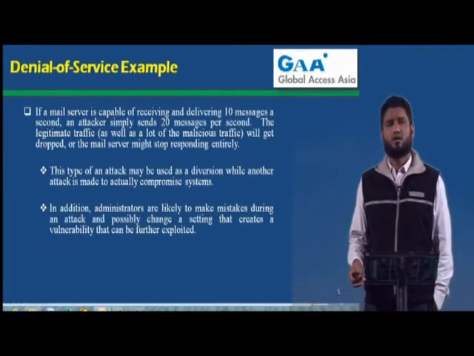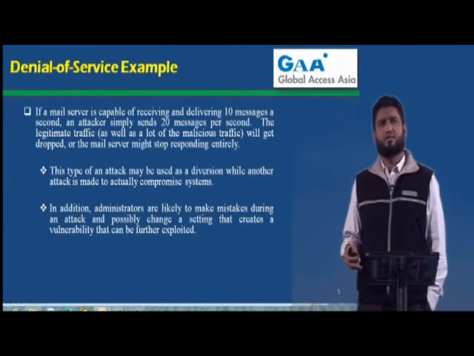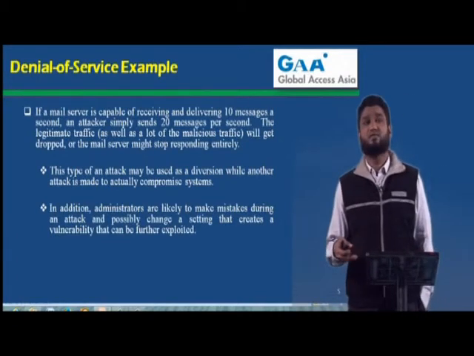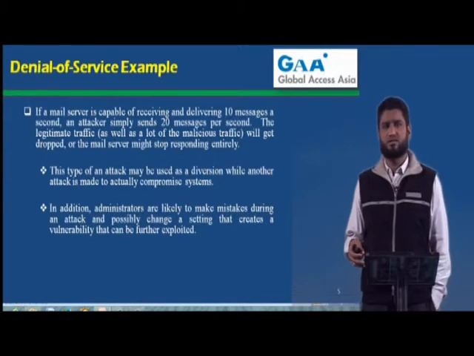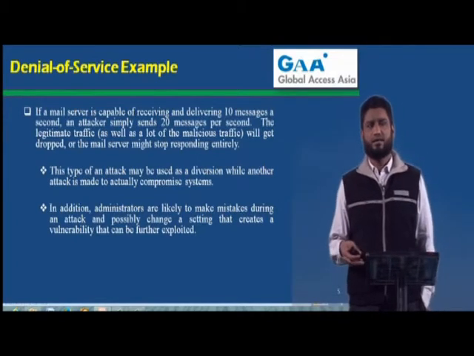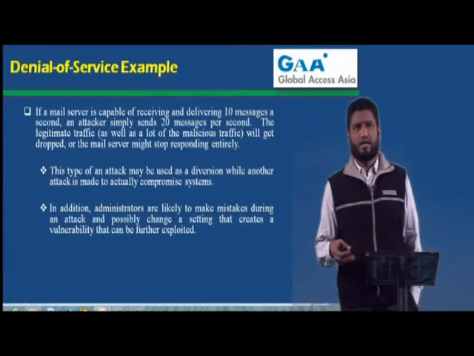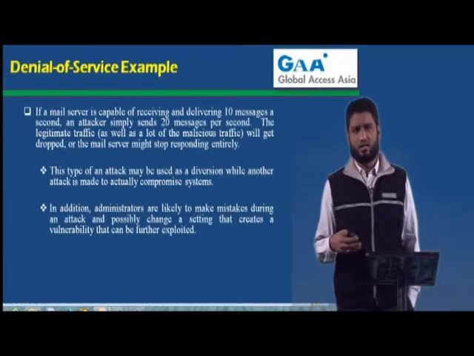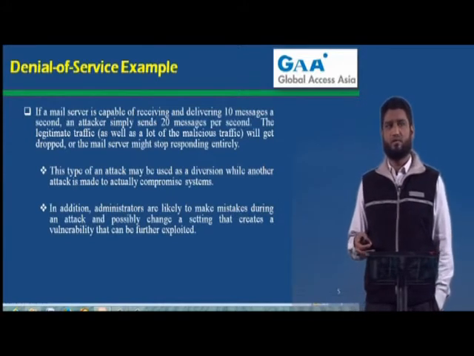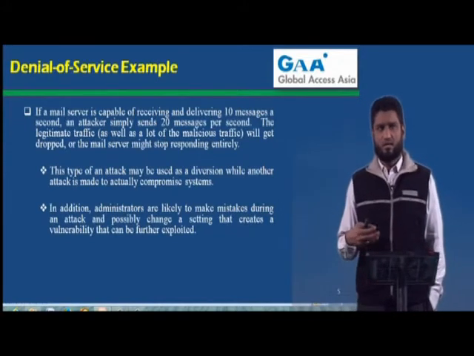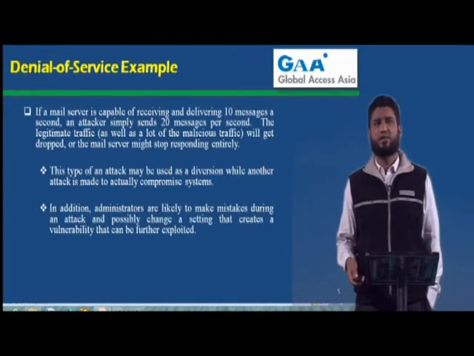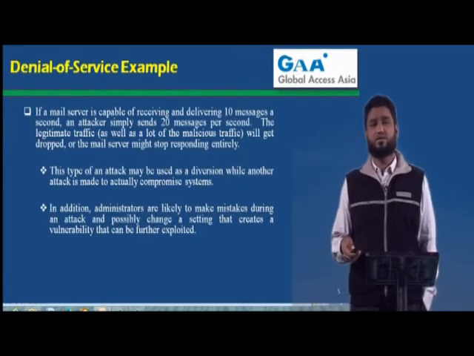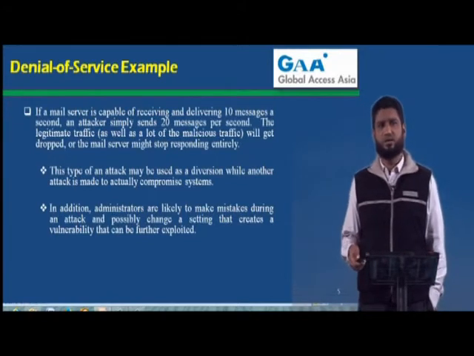An example: suppose a mail server is capable of receiving and delivering 10 messages a second, and the attacker simply sends 20 messages per second. That means legitimate traffic will get dropped. The attacker is sending more information than the actual delivering capacity, so there is a possibility of dropping the information. It may cause the system to stop responding entirely. This type of attack may be used as a diversion while another attack is made to actually compromise the system.